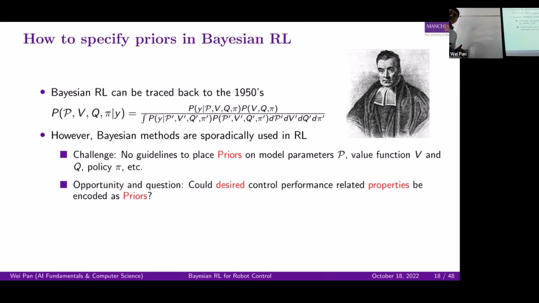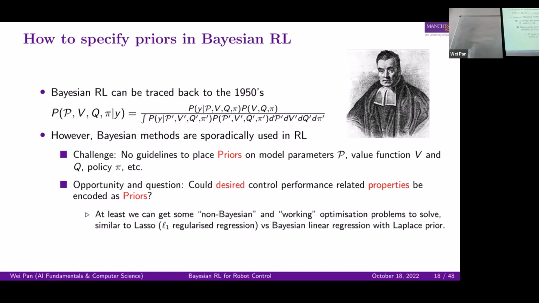Well, challenge means opportunity. So the question we want to ask is, could desired control performance related properties, as shown in the previous slide, be encoded as priors? So at least if we're not solving a Bayesian problem, at least we have some kind of working optimization problem. So think about the lasso, the L1 regularized linear regression, versus the Bayesian linear regression with Laplace prior.